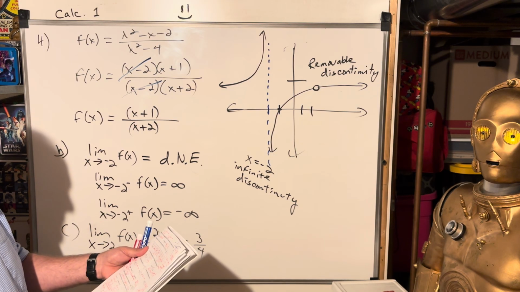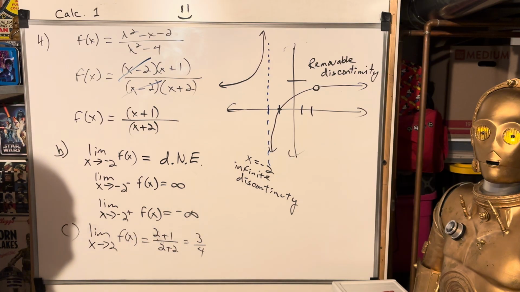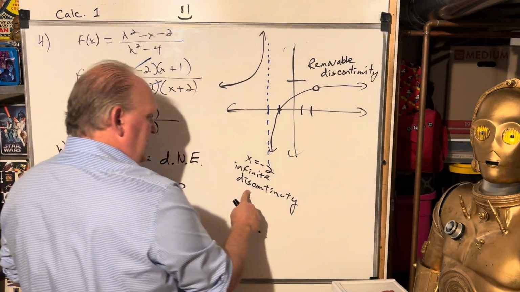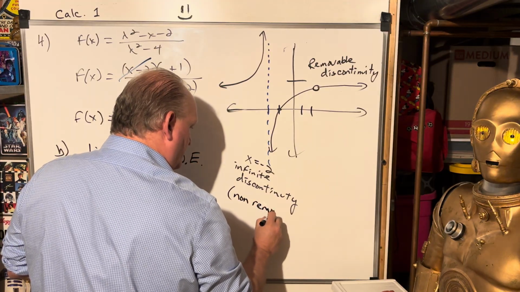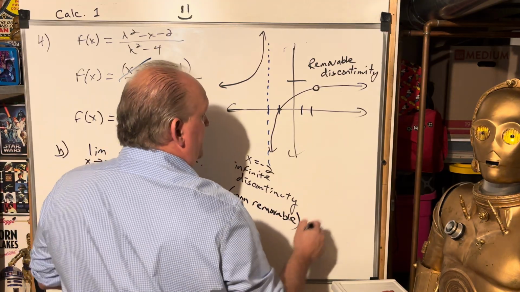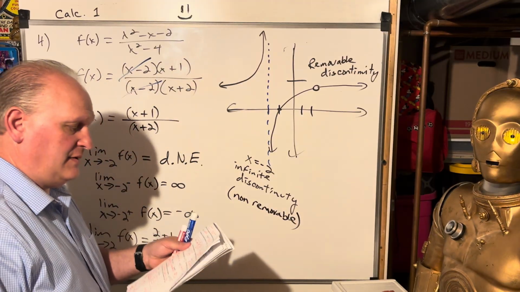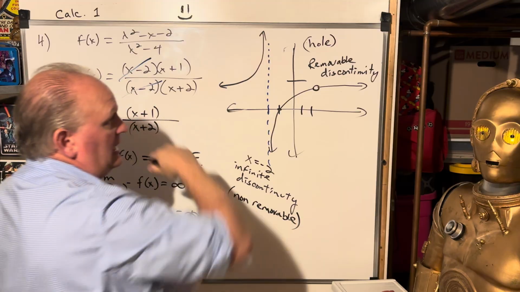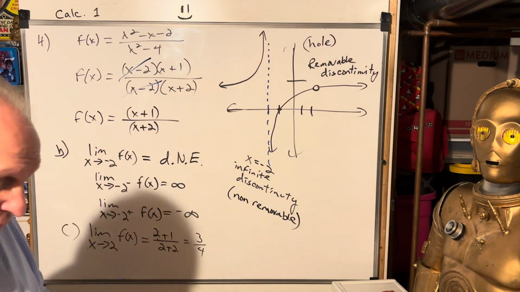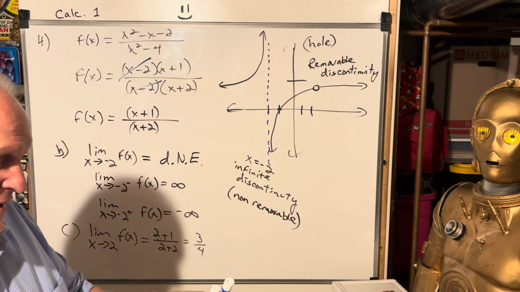So we have infinite discontinuity with a vertical asymptote. That's non-removable. And removable discontinuity with that, that's a hole. When you get something to cancel like that, that creates a hole in the graph. All right.